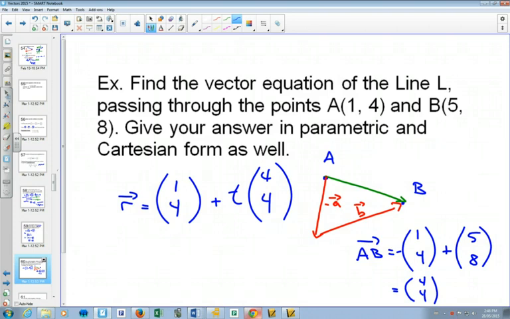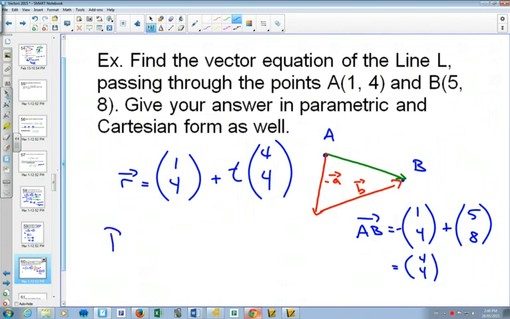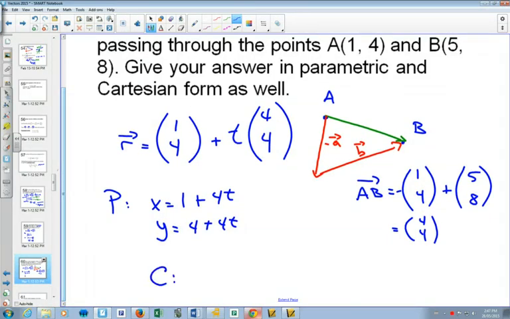And now once we have this, we can write our parametric forms. X is going to equal 1 plus 4t. Y is going to equal 4 plus 4t. And our Cartesian forms, solve for t in both of those. X minus 1 over 4 equals y minus 4 over 4. So you can see why using 1 and 1 might be even nicer for your fractions, but it doesn't matter.